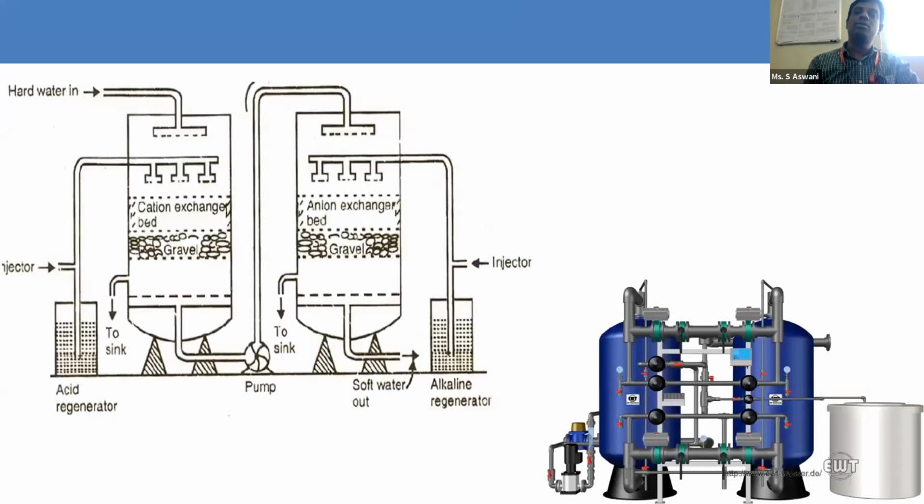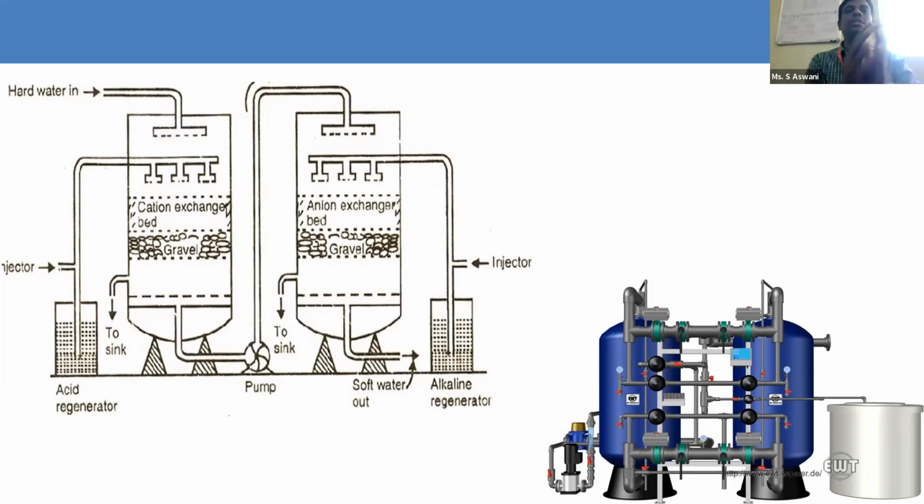Industrially and also domestically, there are two containers. One is the cation exchange bed tank, and the other is the anion exchanger column. Whether columns or tanks are used depends on the quantity of water and the purification softening technique. So the first column has the cation exchanger bed and the second column has the anion exchanger bed.